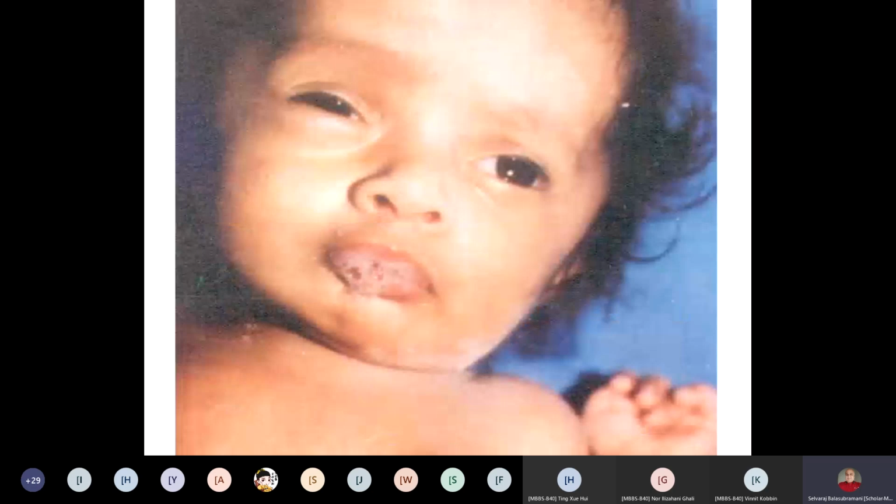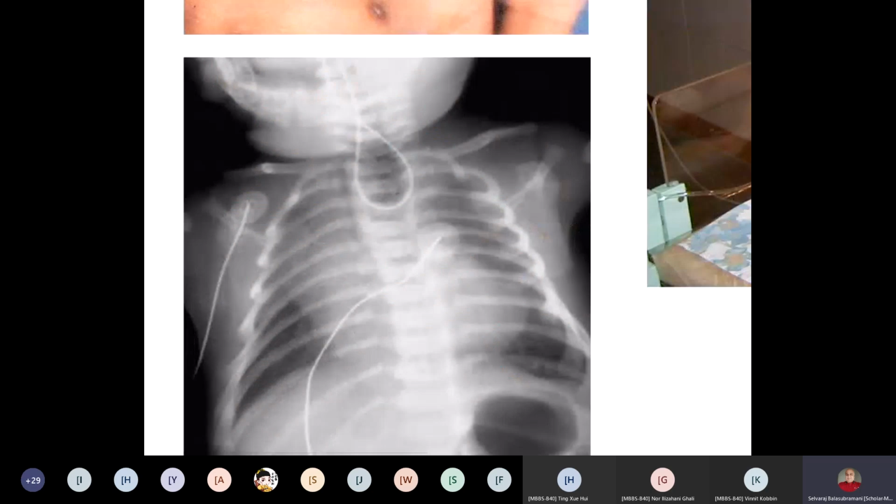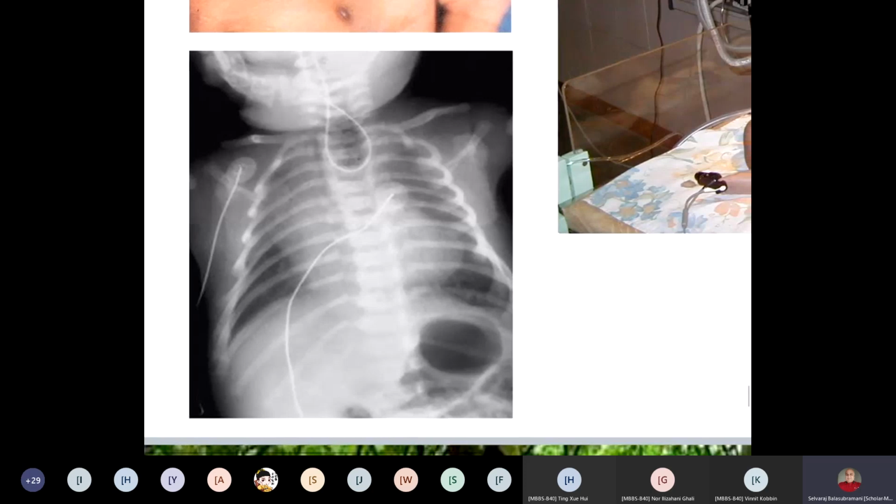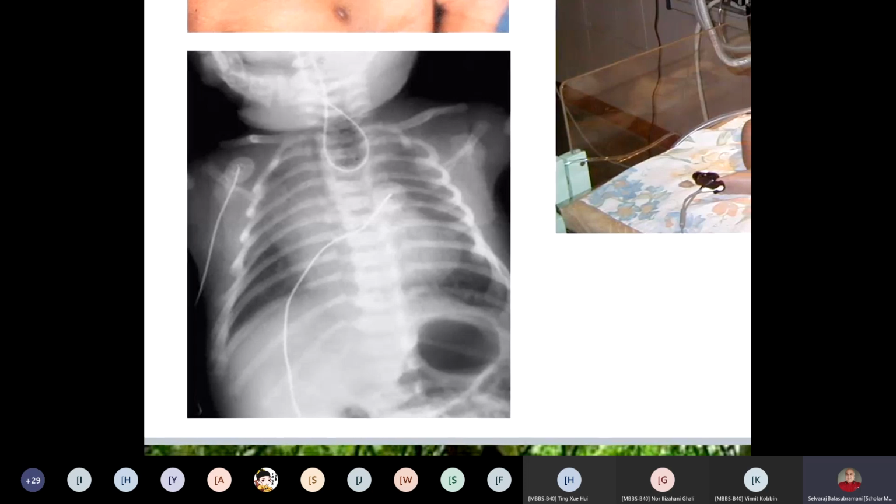He took an X-ray also. He put a Ryle's tube, or nasogastric tube, or feeding tube inside. You can see the feeding tube. It is not going into the stomach. It is getting stopped in the upper part of the chest and it is getting curved also. It is not going into the esophagus. So what is your diagnosis? Tracheoesophageal fistula. This is a case of esophageal atresia with tracheoesophageal fistula.